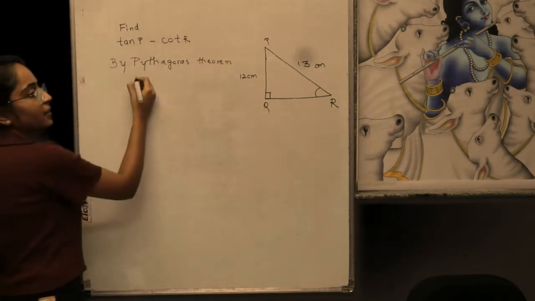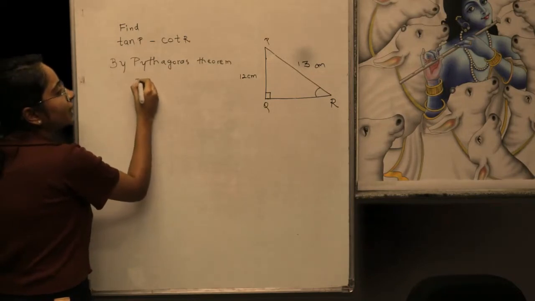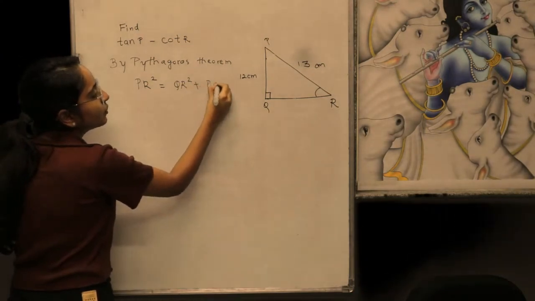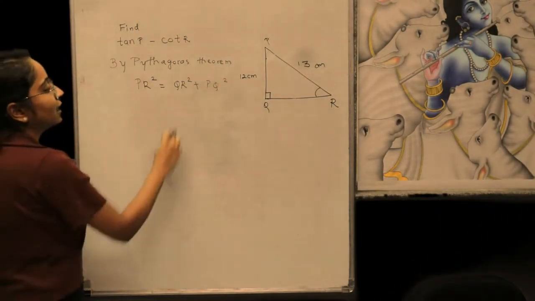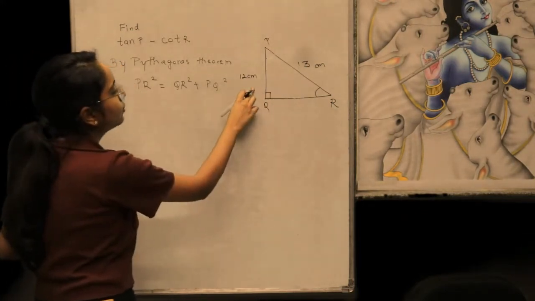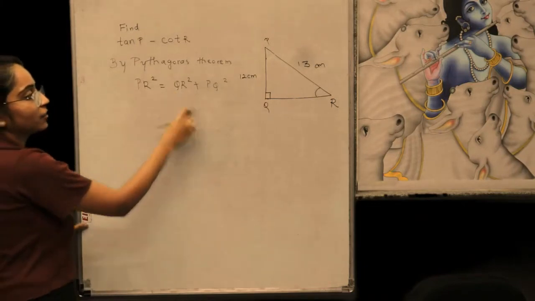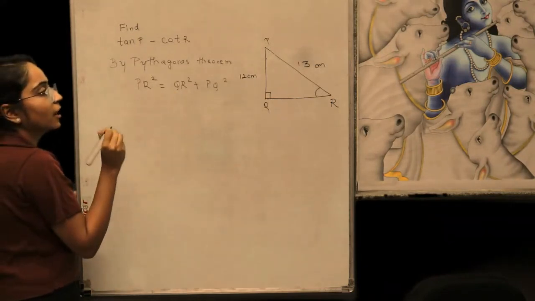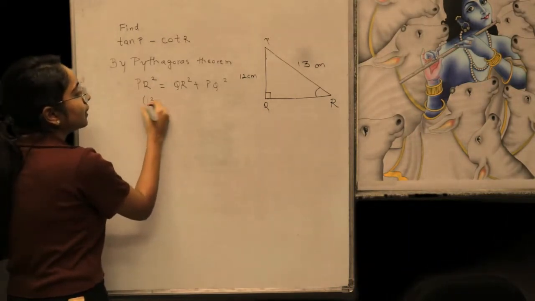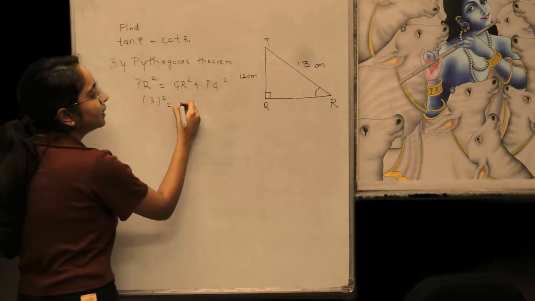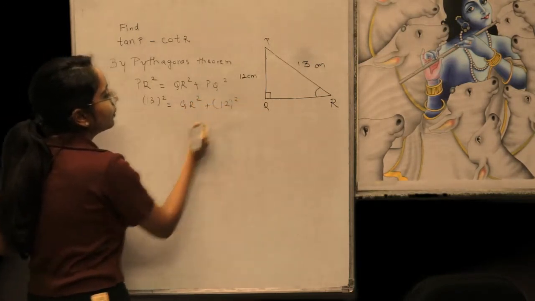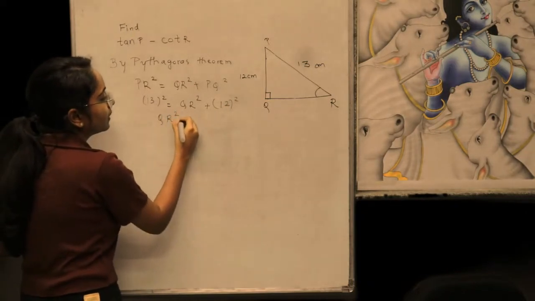as Pythagoras theorem says, PR square is equal to QR square plus PQ square. As we have the values of PR and PQ, we need to find the value of QR. So we will substitute the values in the equation. PR is 13, QR we don't know, we have to find the value, and PQ is 12. So we will find the value of QR from this equation.